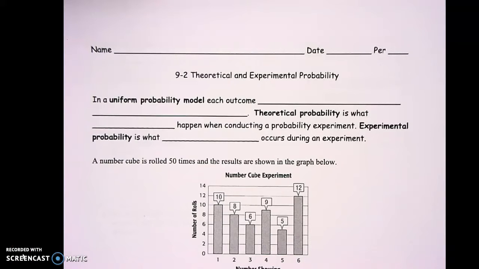Welcome back, kids. Here we are, Lesson 2, Theoretical and Experimental Probability. We got a few vocab words to start with.